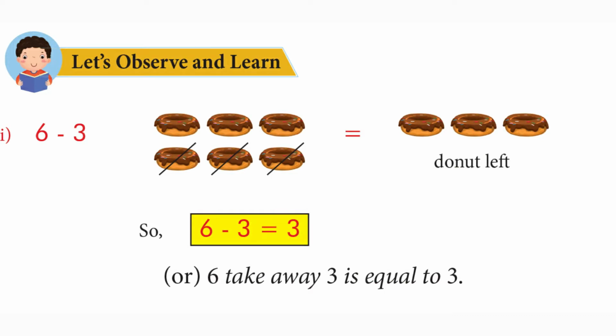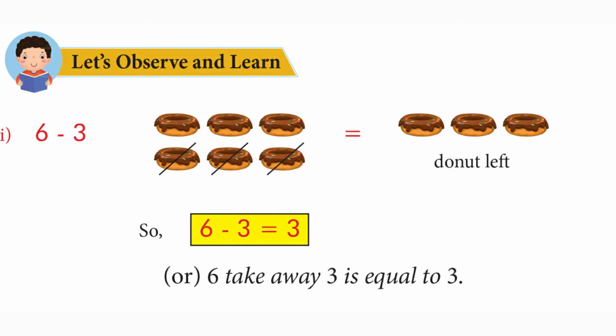The first one we have 6 minus 3. 6 take away 3. So we're going to subtract 6 minus 3. So here we have how many donuts? We have some yummy looking donuts there. Can you count and tell me how many are there? There are 1, 2, 3, 4, 5 and 6 donuts. Now, if we have to take away how much? We have to take away 3 from 6.